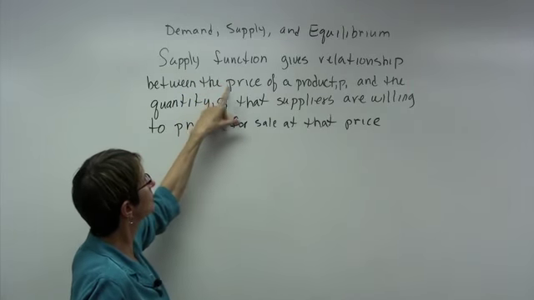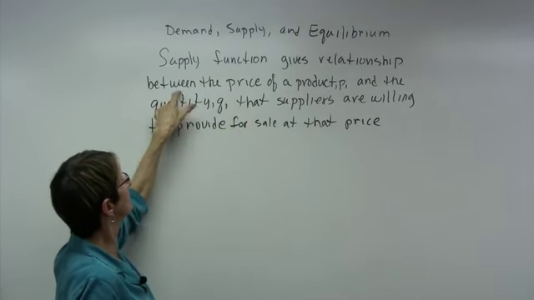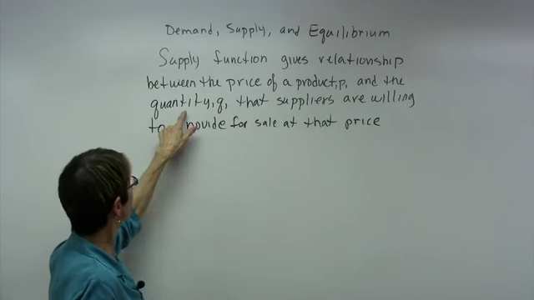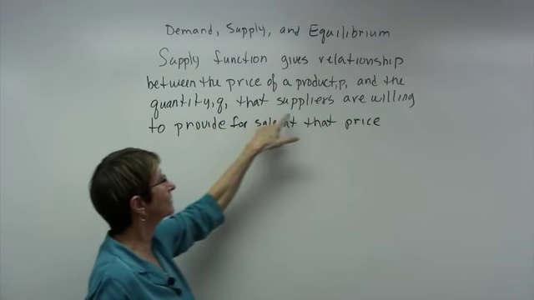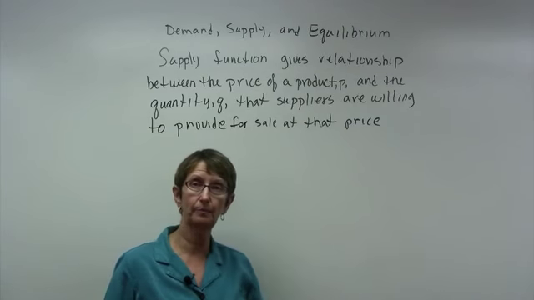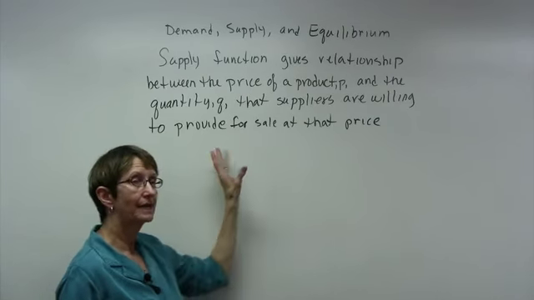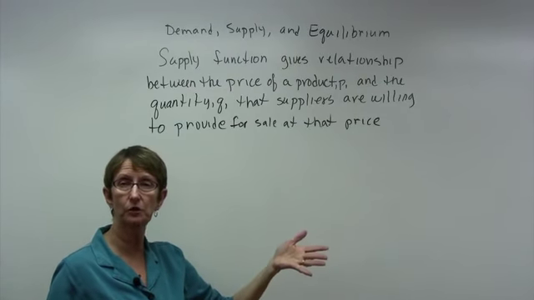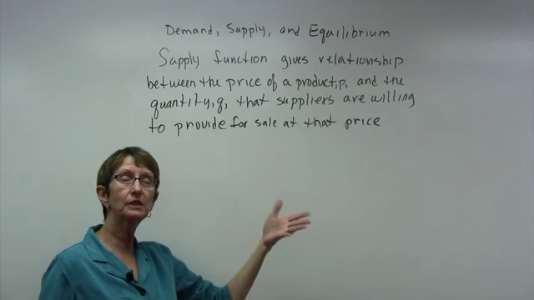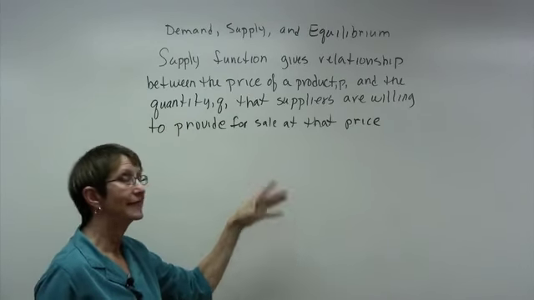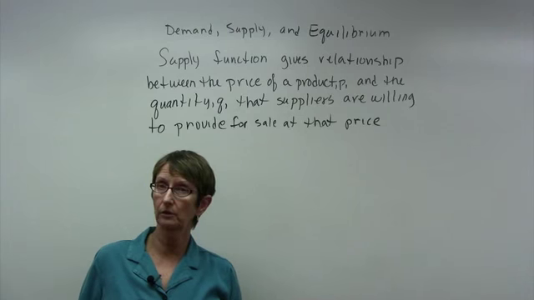A supply function gives a relationship between the price of a product P and the quantity Q that suppliers are willing to provide for sale at that price. So a supply function is also a relationship between P and Q, like a demand function. But the demand function is from the point of view of the consumer, and a supply function is from the point of view of a supplier.